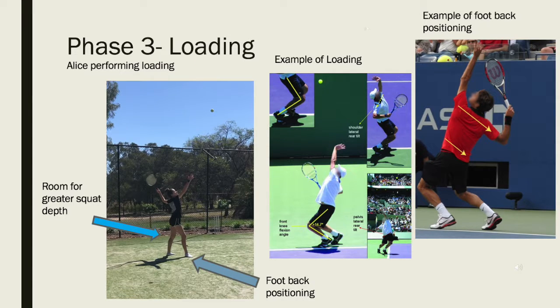Phase 3, loading. This stage observes how the body is positioned to create power and energy in the serve. The positioning of the participant's feet is in a foot back serving technique. This allows her to create a greater squat depth when bending in the knees and legs to obtain power later in the serve. The participant has positioned herself in the correct foot back technique and her elbow has started to drop, however she does not utilize the squat depth within her serve to create optimum power and balance.